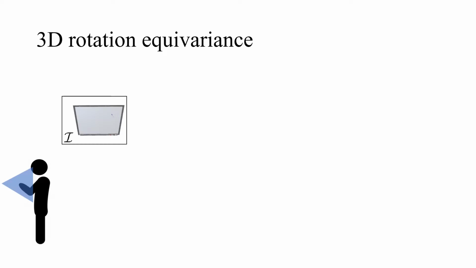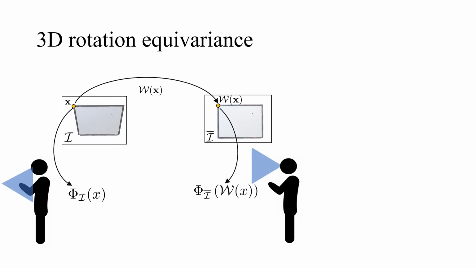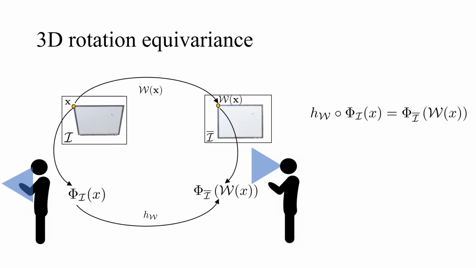A geometry predictor must satisfy 3D rotation equivariance. Given a tilted view image I and an upright image I bar observing the same scene, the difference in orientation between I and I bar induces the mapping between pixel x and Wx. We denote the geometry predictor of image I as phi of I and the geometry predictor of image I bar as phi of I bar. The latter can be obtained by composing the former with a nonlinear transformation H_W that is also parameterized by the relative rotation between I and I bar.